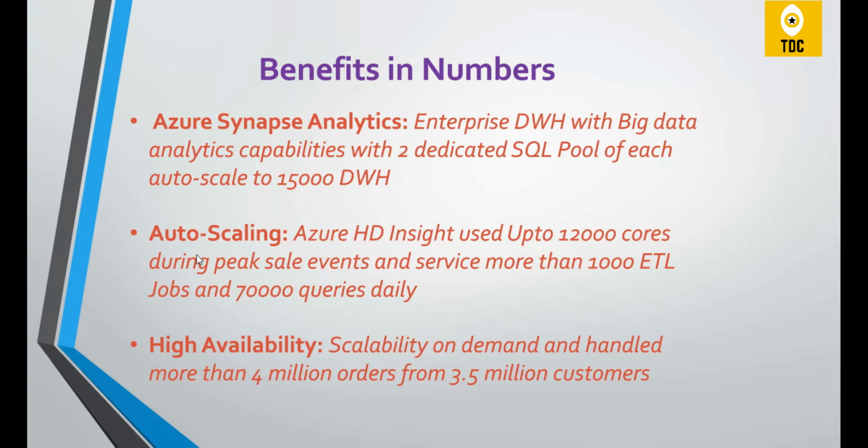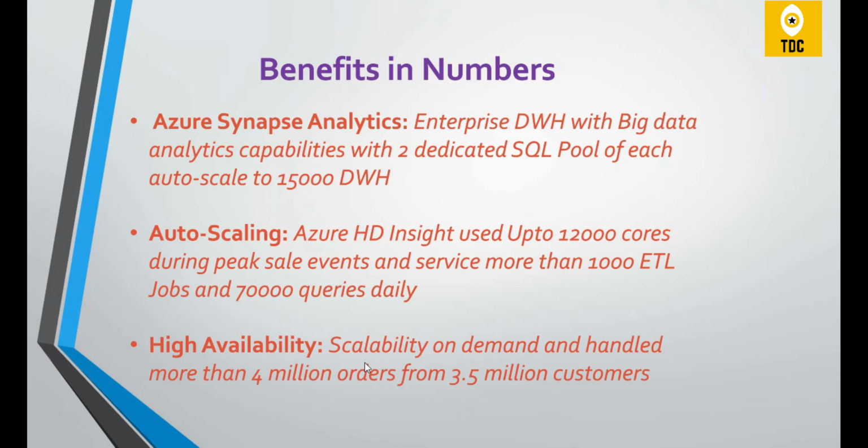And auto scaling is nothing but, since Myntra might be using, my guess is they will be using open source Hadoop as a backend big data processing capability. That's the reason they are using Azure HDInsight to connect to their Hadoop infrastructure and use almost 12,000 cores during the peak sales event and serve more than 1,000 ETL jobs, right? And also 70,000 queries on a daily basis. So maybe they might be using that for finance reports or any kind of reports here, right? And coming to the high availability, this is very important.